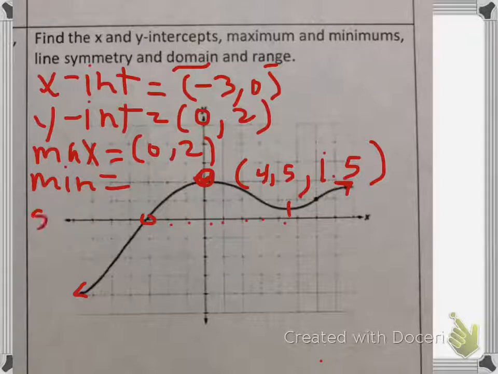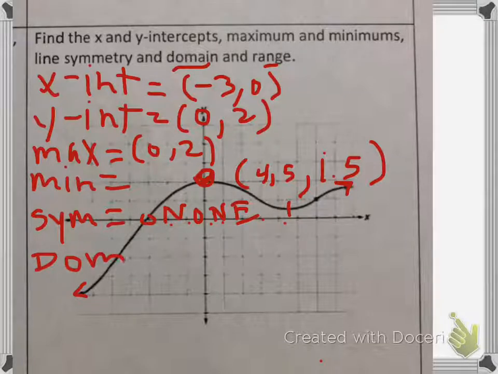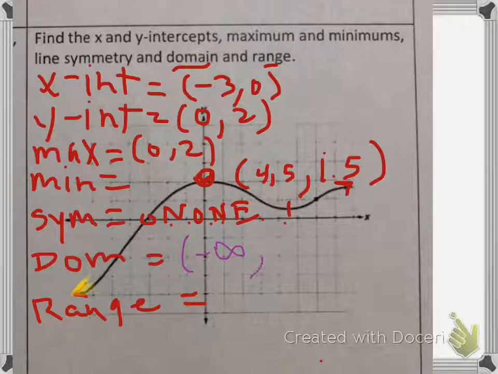Line of symmetry. There's no place I can cut this into 2 equal pieces and have it fold on top of itself, so I'm going to put none. I'm going to do my domain now and my range. If you remember, my domain is left to right. How far left does this graph go? So that arrow right there tells me it's going to go forever to the left, so to negative infinity. How far right is this graph going to go? Well, that arrow tells me it's going forever right, so to positive infinity.